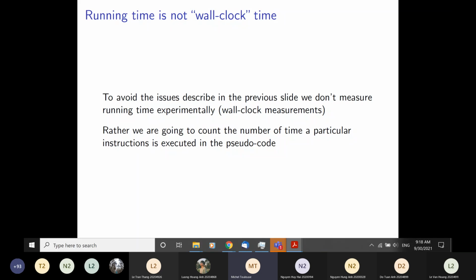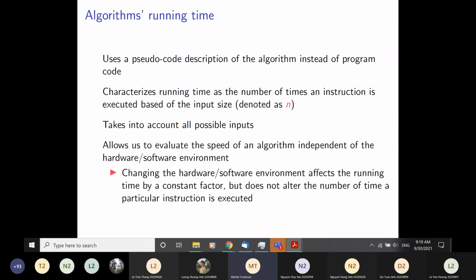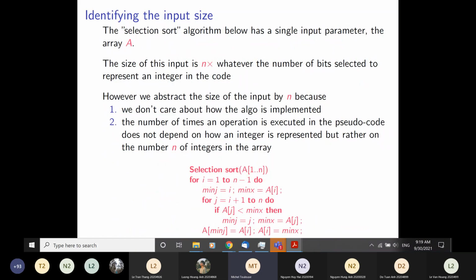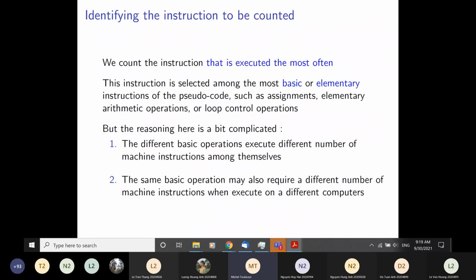So what is the input size? It is the size of the instance of the problem that we are solving. The size of the instance in the case of an array of integers is the number of integers in the array. And we abstract this with a variable, n, and n is going to represent the input size of the instances for which we try to calculate the running time.